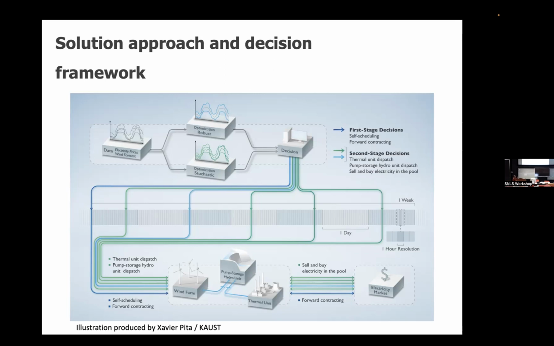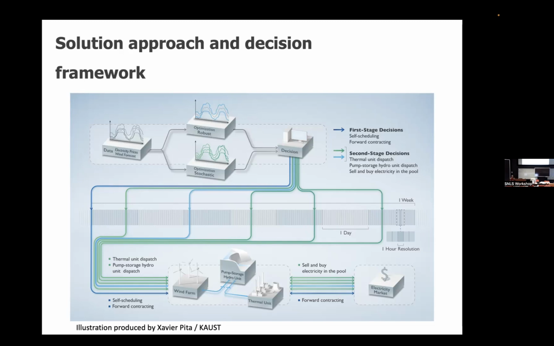In the type of problem that we are solving, we have two types of decisions: first stage decisions and second stage decisions. The second stage decisions are also called recourse decisions. How does it work? Before the week starts, we solve an optimization problem that is basically a self-scheduling problem and a forward contract. Before the week starts, we determine when the thermal unit should be on or off during the week, and what contracts we should sign to buy or sell electricity at a fixed value and fixed amount of energy during the week. The second stage decisions are, for example, how much power we are going to produce with the thermal unit when it is on, how much we are going to produce with or consume from the pump storage, and how much we are going to buy and sell to the market in the pool.